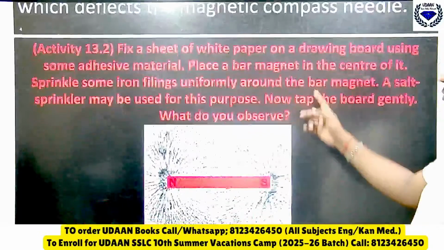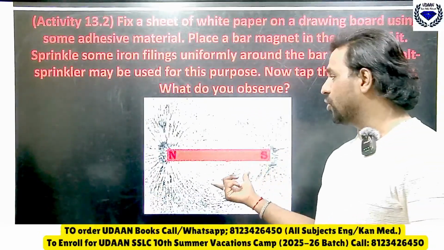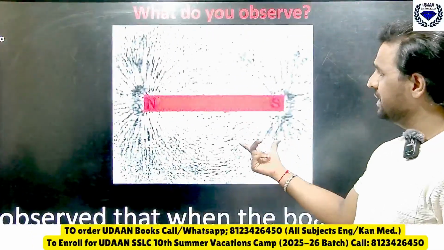Then activity 2, see here, you have to take a magnetic compass and a sheet of paper.